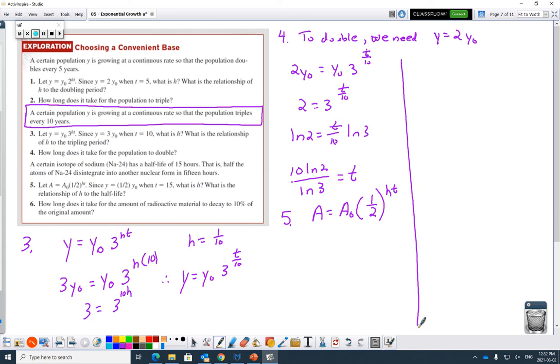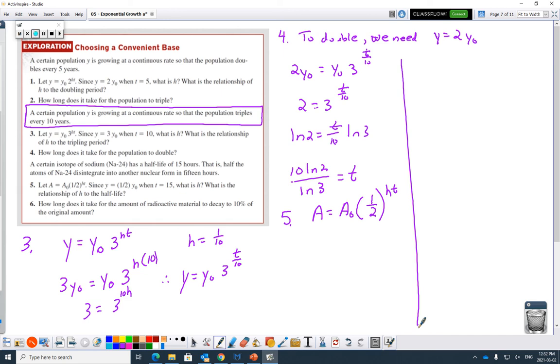And number 5 switches over to a decay type question. So instead of doubling and multiplying by 2 every time, or tripling and multiplying by 3 every time, it switches over and says a certain isotope of sodium has a half-life of 15 hours. I think that's accurate, actually. It's pretty close to a half-life of sodium. It's about 15 hours. That is, half the atoms of Na24 disintegrate into another nuclear form in 15 hours.